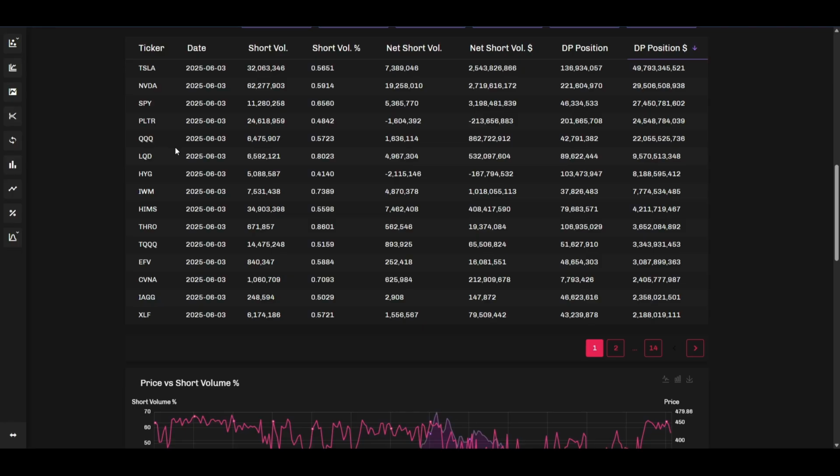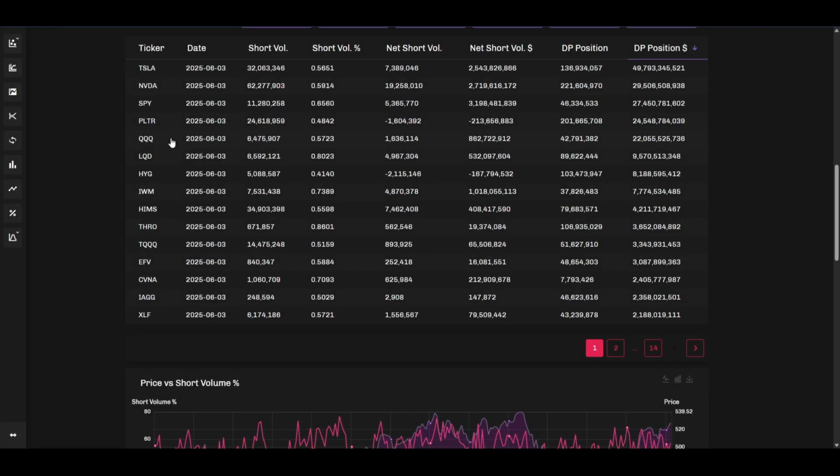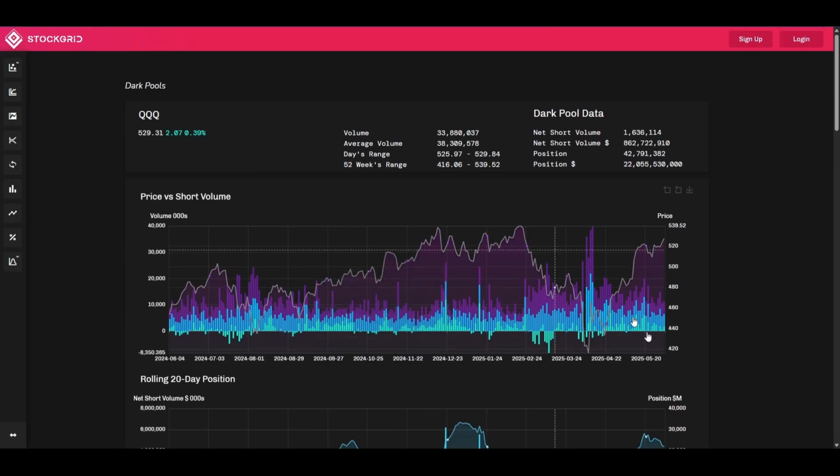You don't have dark pools for FX, right? You don't have any dark pools for FX. You only have it for indices and other equities. It's options, and it's just other brokers.